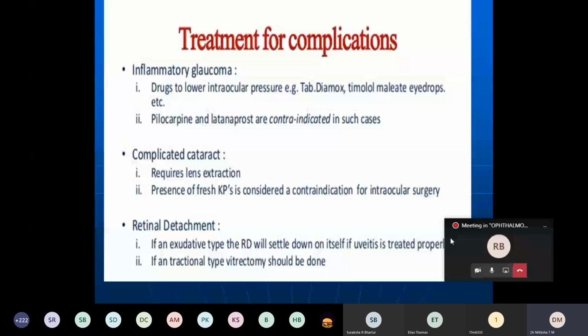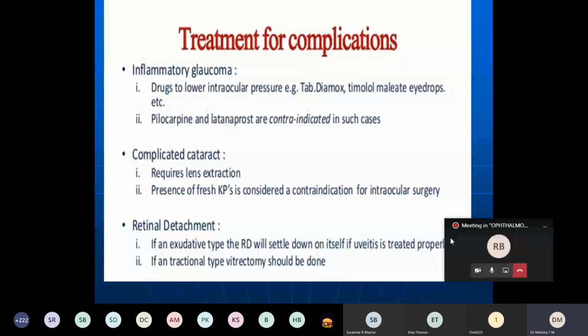There can be formation of cyclitic membrane. There can be formation of RD. There can be formation of phthisis also. Even if there is inflammation and we want to operate with the inflammation, first of all, it will not dilate. You know that the pupil has become irregular. There is synechia. You cannot break the synechia and you cannot extract the lens. It is very tricky to operate in this situation.